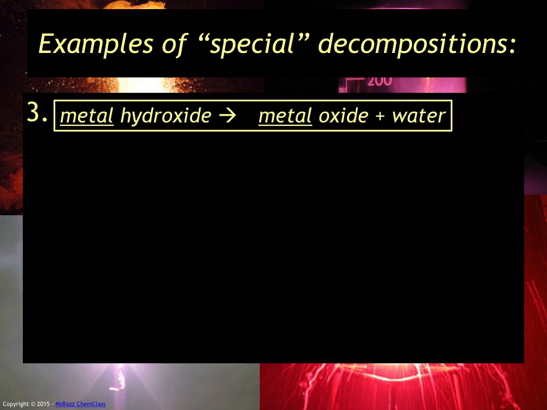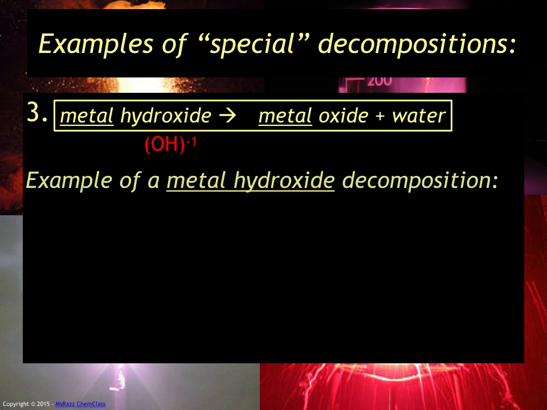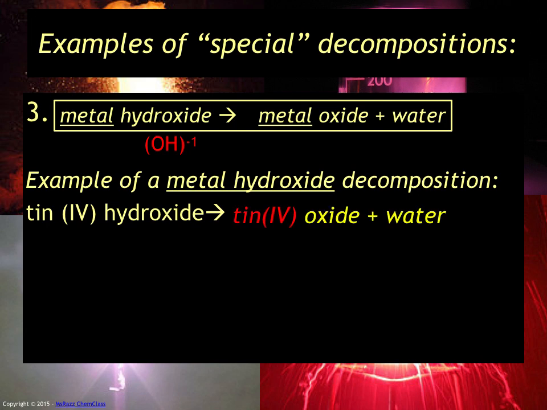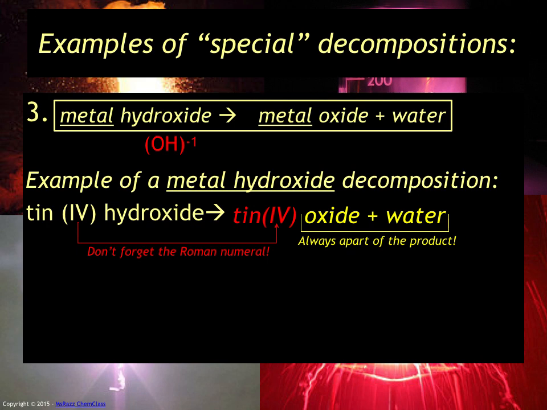Last one, metal hydroxide will always yield metal oxide and water. Hydroxide is OH with a -1 charge. And for example, if I have tin 4 hydroxide, that's going to decompose into tin 4 oxide and water. It's important that you note you cannot forget the Roman numerals. Tin is still in a compound, so it will still have the same Roman numerals. Those don't change. Finally, that last part there, oxide plus water, those are always a part of the reaction.